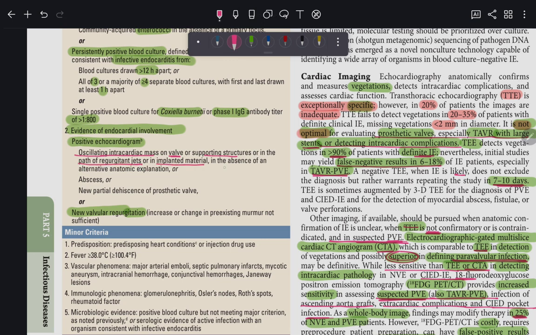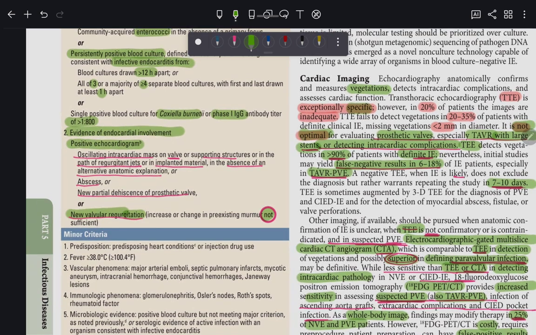In the absence of an alternative anatomic explanation, the patient should have an abscess or new partial dehiscence of a prosthetic valve, or new valvular regurgitation. We have to remember that an increase or change in a pre-existing murmur is not sufficient.